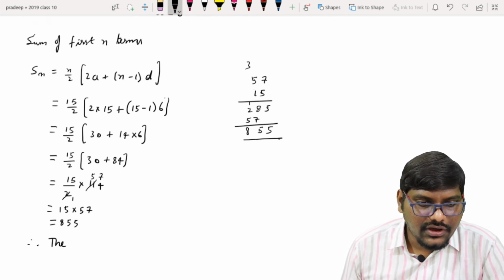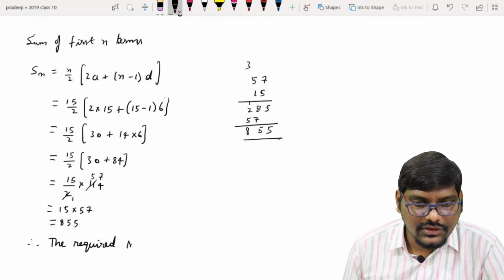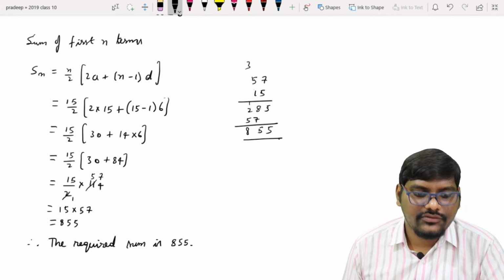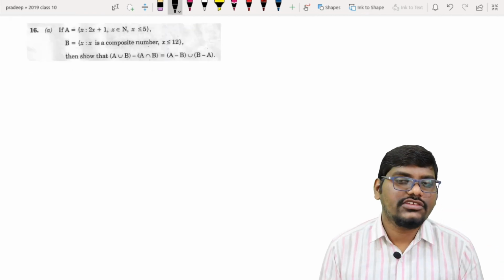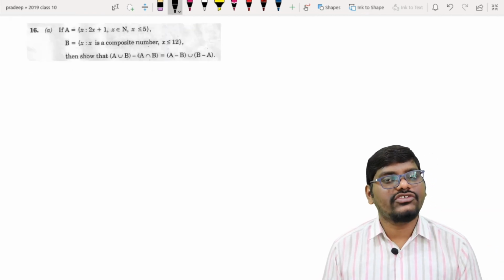Therefore the required sum is how much? That is 855. So this is all about this question. So let's see 16th question, in which there are two questions, A and B.